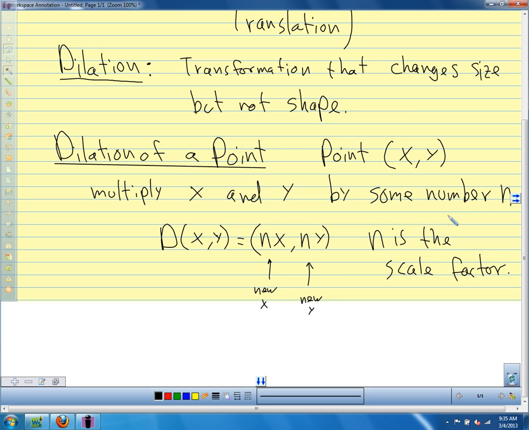So dilation of a point, and dilations in general, it's kind of like talking about maps. So if I'm at a point here on the ground and we have a scale factor of 1 inch equals 1 mile, and there's something that's a mile away from me, on the map it's going to be an inch away from me. So it has to do with how we're changing the size of whatever we're talking about. So let's look at an example of dilating a point. Any questions on what we're talking about so far?